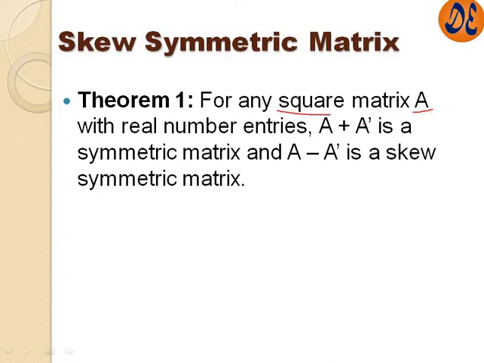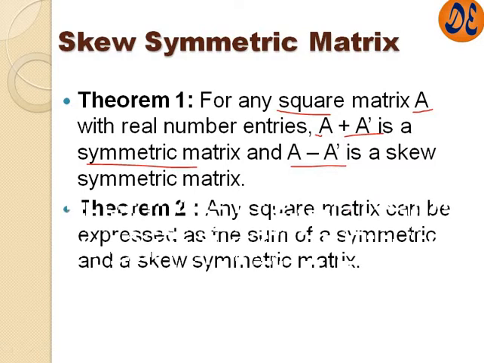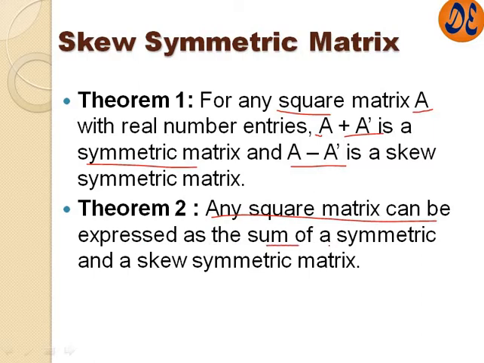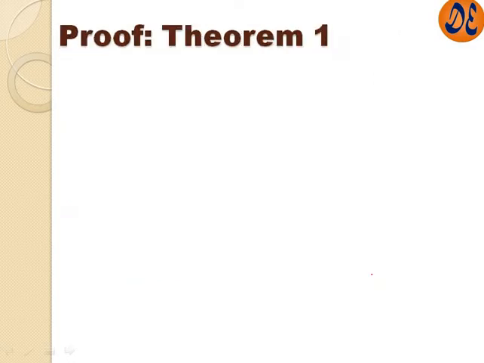So if there is any matrix, then A plus A dash is a symmetric matrix. We will show how it is a symmetric matrix, and A minus A dash is a skew symmetric matrix. And theorem 2, let us see. Any square matrix can be expressed as the sum of a symmetric and a skew symmetric matrix. That means one matrix can be expressed as the sum of two matrices, one of them a skew symmetric matrix and one a symmetric matrix. So let us see how we can show all of them.